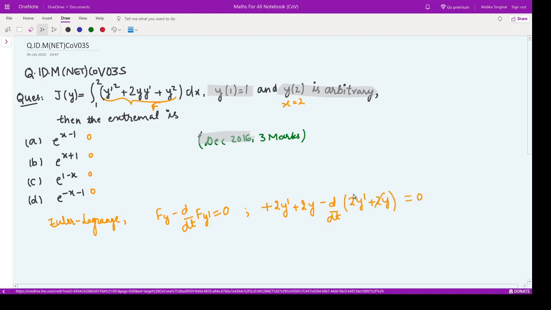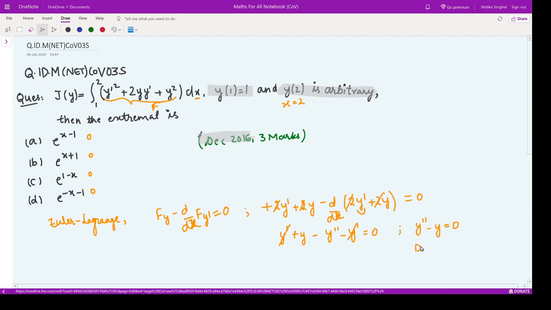I can take 2 common out. So I'll be left with y dash plus y minus, let me differentiate this with respect to x. Here it should be x because the independent variable here is x, right? So y dash plus y minus the derivative of y dash with respect to x, it is y double dash plus y dash, equal to 0. So this term cancels with this term. So I am left with y double dash minus y is equal to 0.